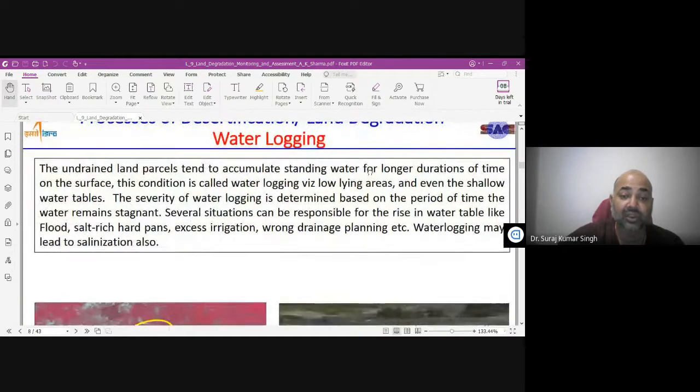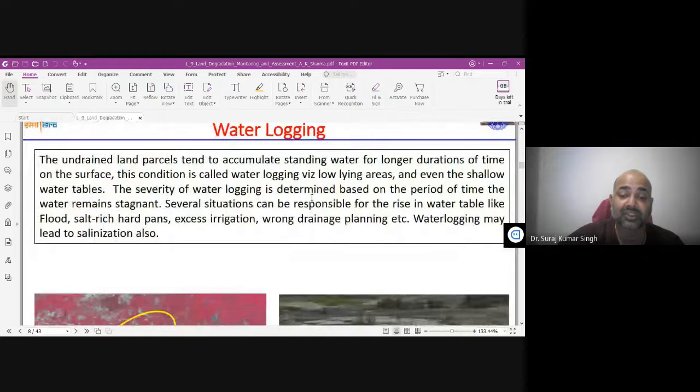Next one is waterlogging, the most common feature in the Indo-Gangetic Plain. According to the terrain and your geographical location, you are witnessing various kinds of land degradation categories. Next is waterlogging. So what does waterlogging mean?